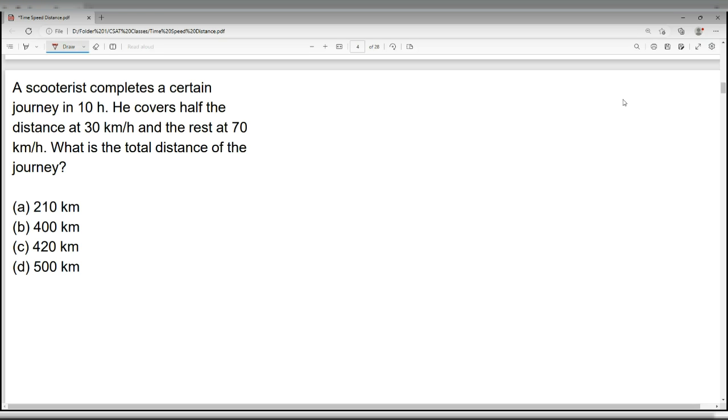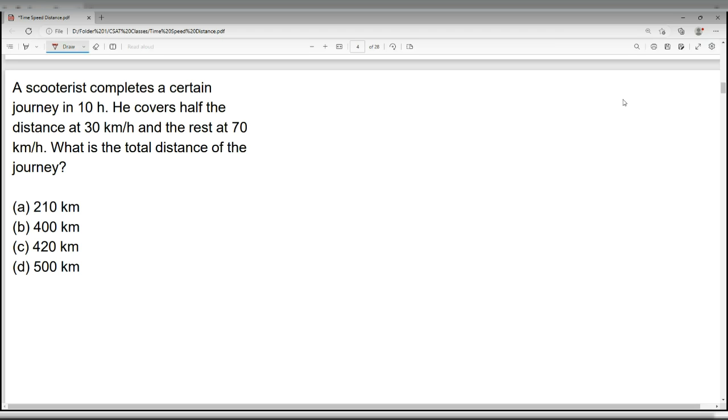The question says that a scooterist completes a certain journey in 10 hours. He covers half the distance at 30 km per hour and the rest at 70 km per hour. What is the total distance of the journey? Just like we have used the tables in the age related questions, we can use the table here also so that everything becomes clear. Once you get used to the table, your concepts will be very strong, and everything will be clear and organized.